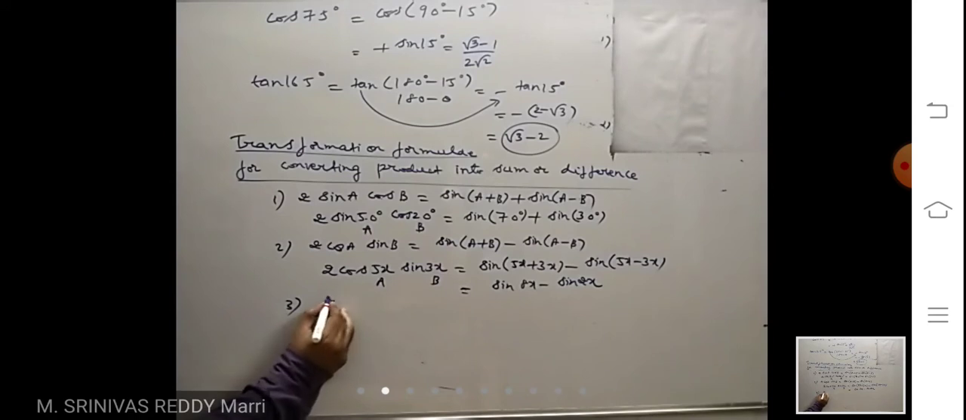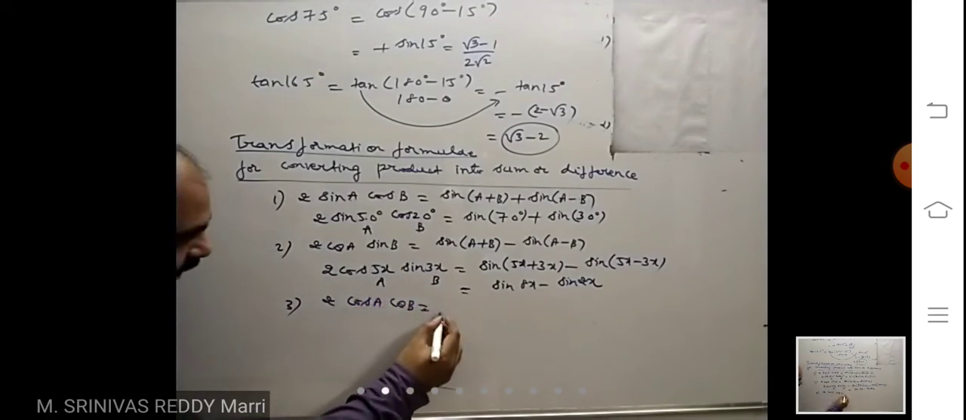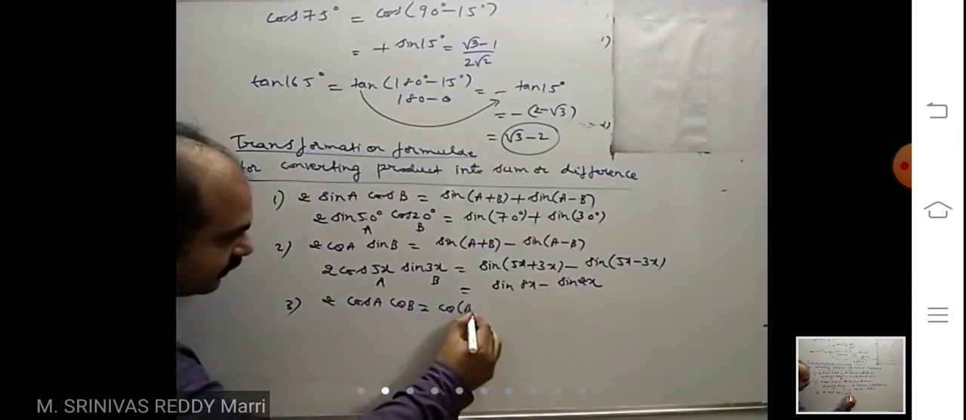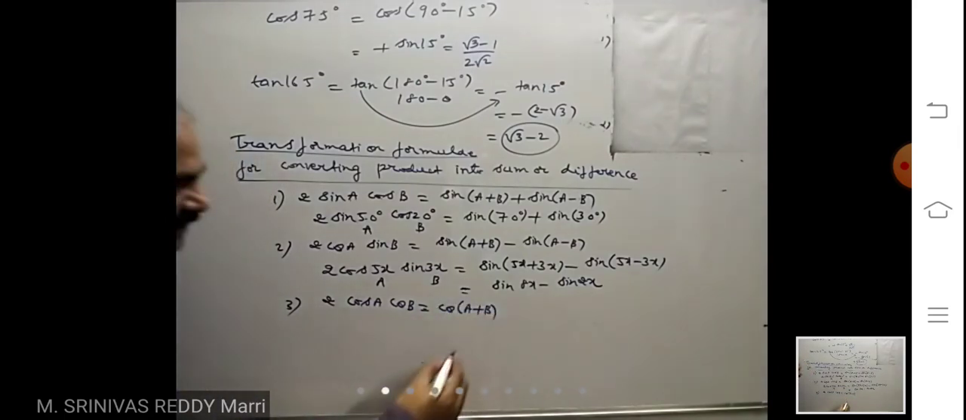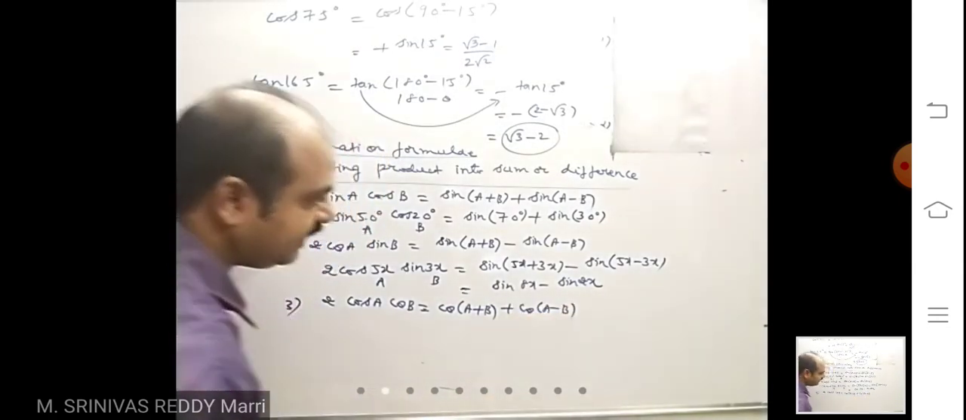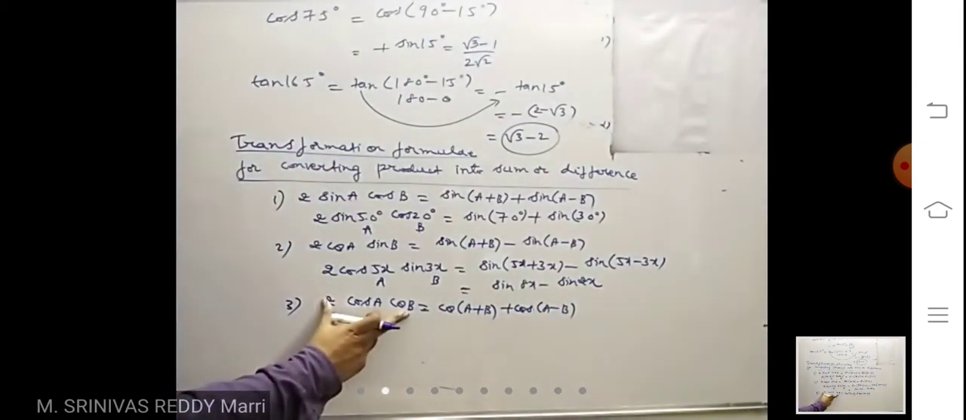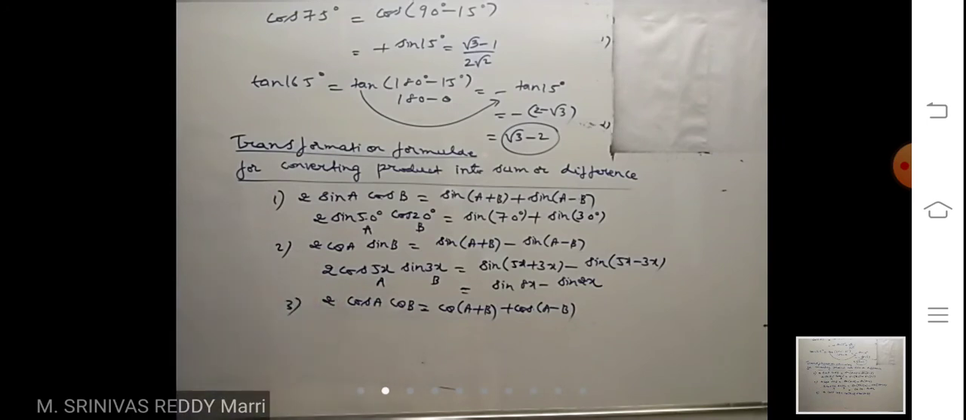Now the third formula. Product of two cos with 2 will be there: 2 cos A cos B. This is nothing but cos of A plus B plus cos of A minus B. So if two cos are there, the first angle is cos and the second angle is cos. Take one as A and the other as B. Cos of A plus B plus cos of A minus B. Take an example.